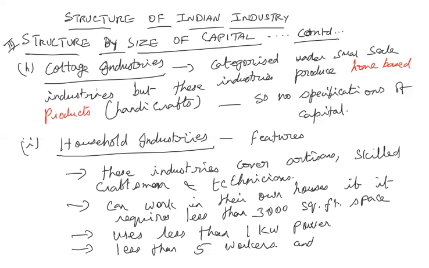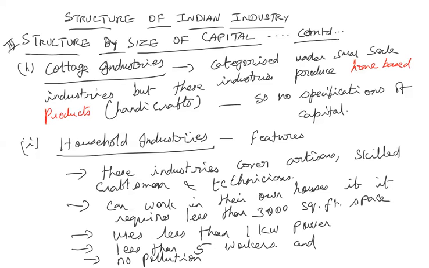And most of these types of industries don't cause any pollution. Those are the types of products manufactured by both cottage industries as well as household industries: handicrafts, toys, dolls, basket weaving, plastic, paper products, electronics, and pottery. These are some of the commodities manufactured by the cottage industries and the household industries. So this is as per the structure by the size of capital.